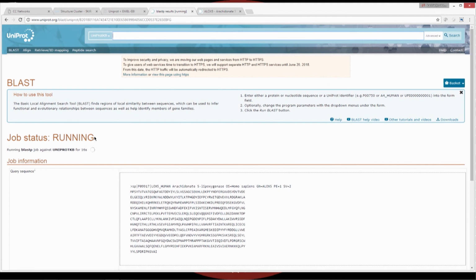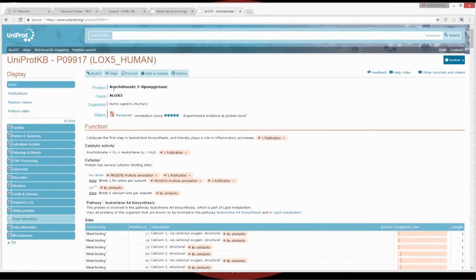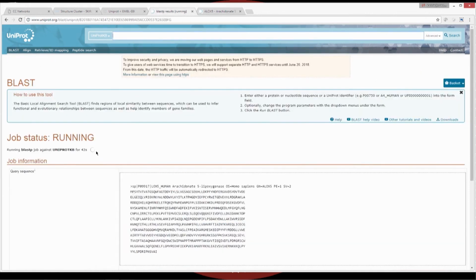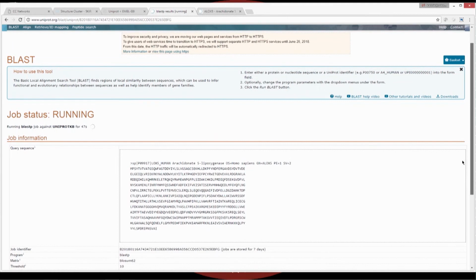So it is trying to look at different 5-lox proteins and trying to get their sequences, that is the 2-dimensional sequences. Okay, I got the UniProt number of 5-lipoxygenase, that is human 5-lipoxygenase, is called P09917. Okay, the job is still running. So we can look at various 5-lox proteins which have a sequence similarity to this particular protein actually.